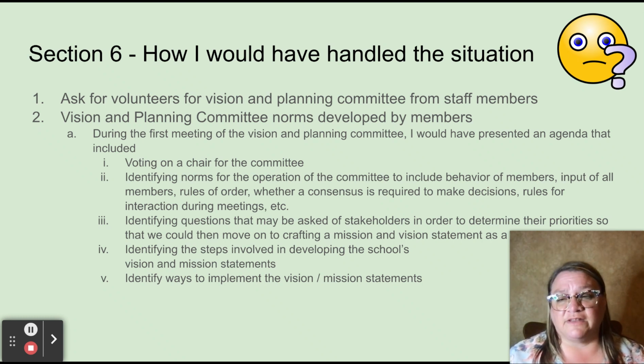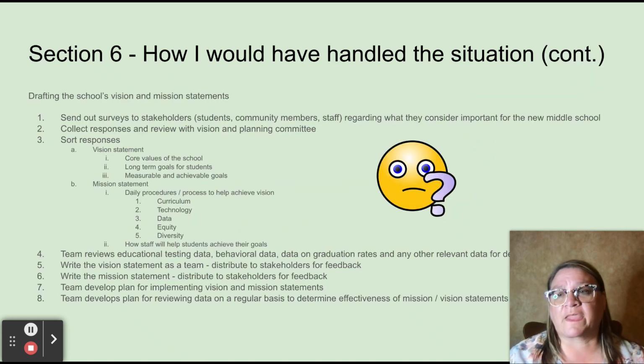The agenda would also include identifying the steps that are involved in developing the middle school's vision and mission statements and identifying ways to implement that vision and mission statement. And again, identifying data that we can use to craft those statements and to evaluate their effectiveness.